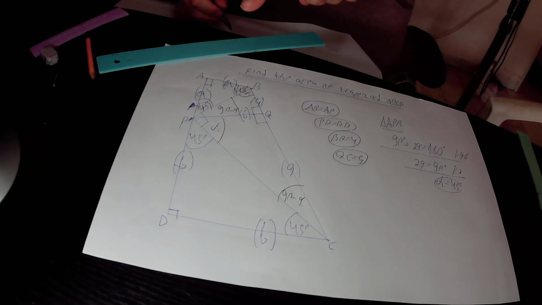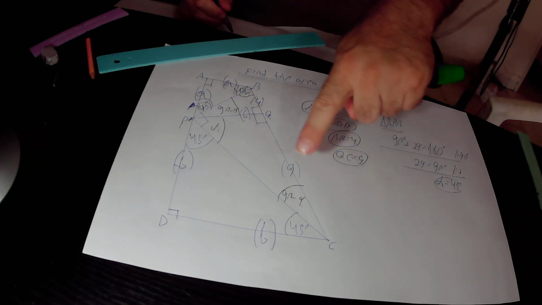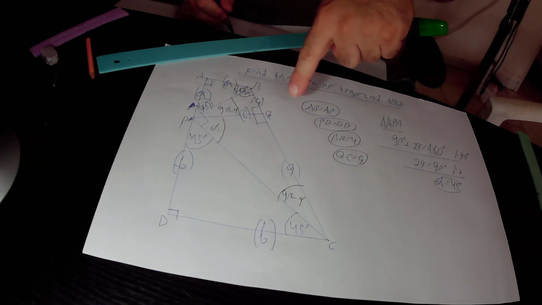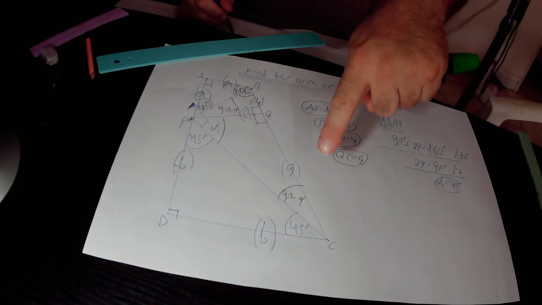plus the area of the big right triangle PBC. This is the big right triangle PBC.